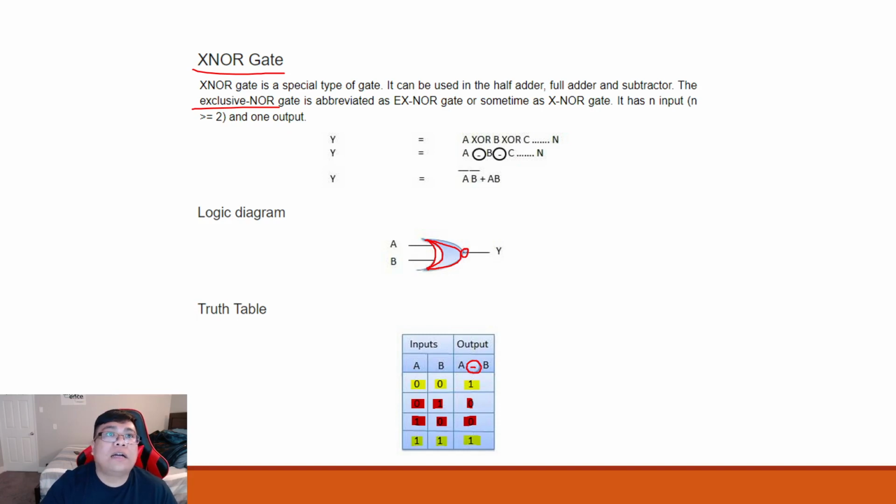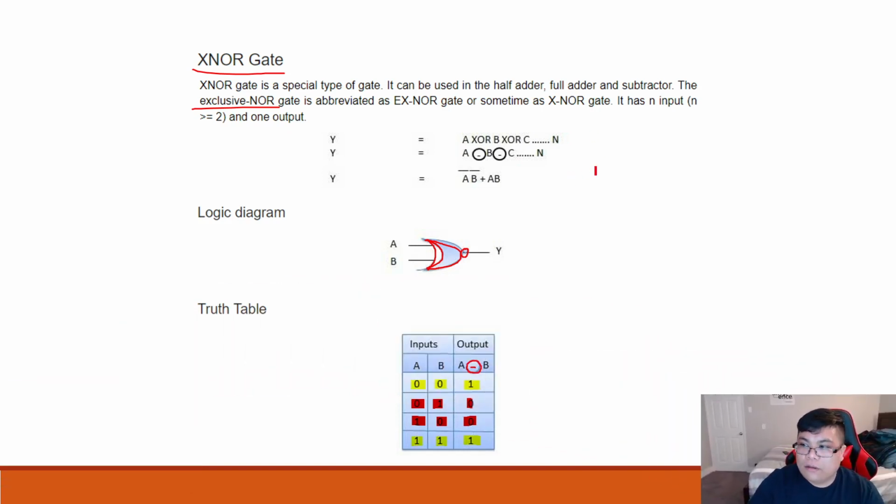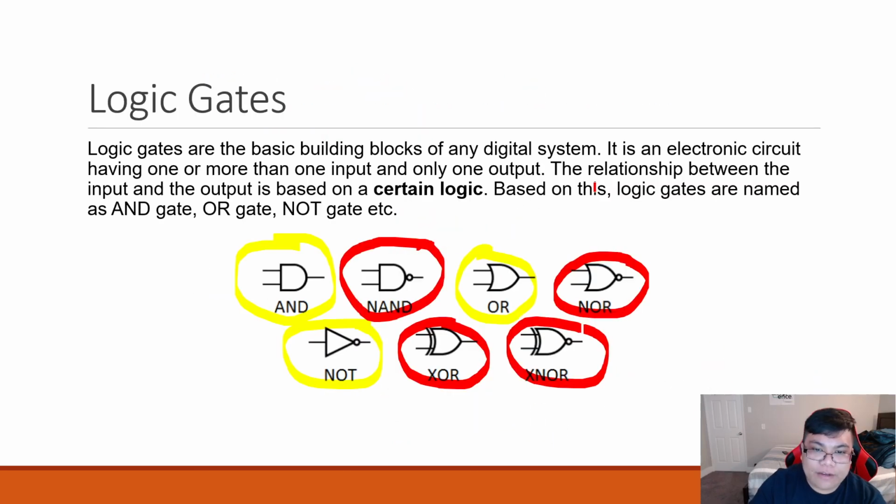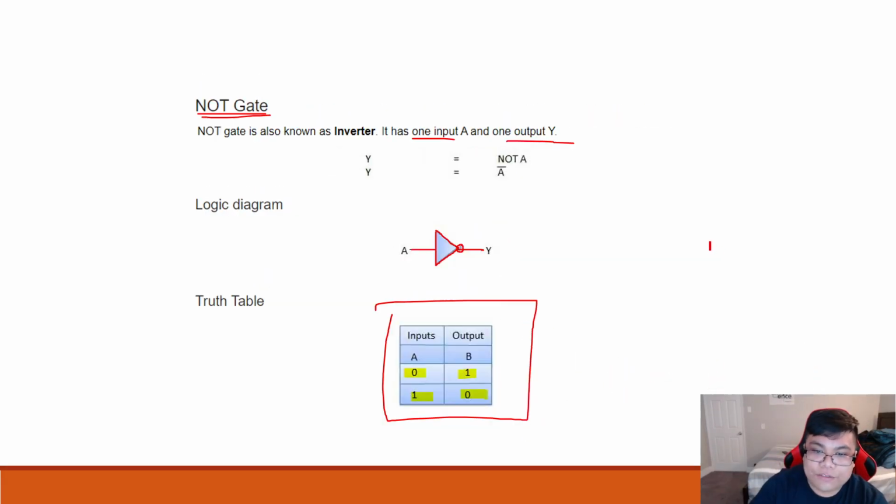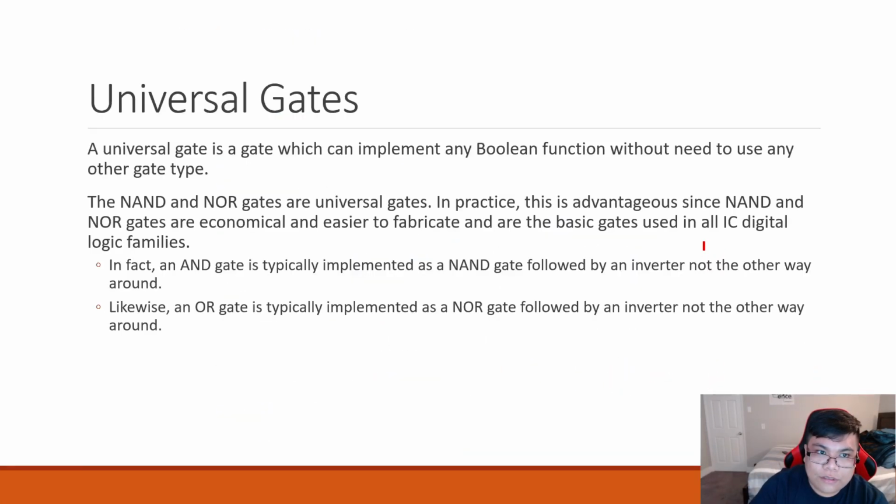Alright, so now that we've covered each of the 7 gates, if I go back here, I'm going to start talking about the universal gates. Okay. So a universal gate is a gate which can implement any Boolean function without need to use any other gates. Okay. So as mentioned before, the NAND and NOR gates are called universal gates.